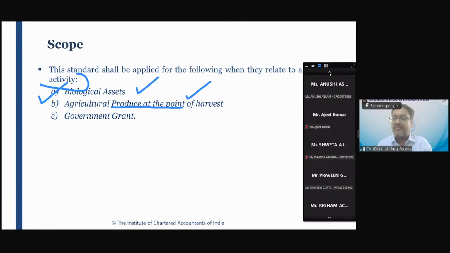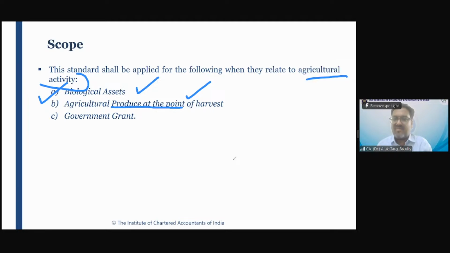Sir, it refers only to those products which are directly consumable after harvesting and not converted into some other form. For example, apple can be an agricultural produce, but if we make some juice from apple, then it won't be covered in agricultural produce. No, it is not a right answer.